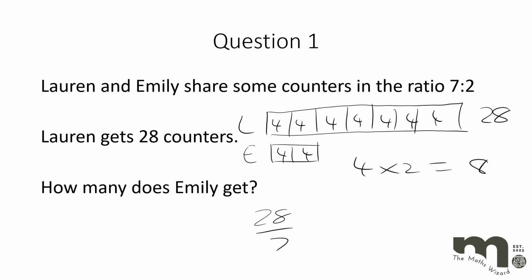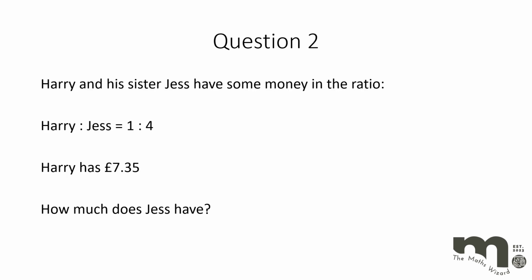Okay, let's have a look at another example. So it says Harry and his sister Jess have some money in the ratio 1:4. Harry's got £7.35. We want to know how much Jess has. So again, pause your video for this one.